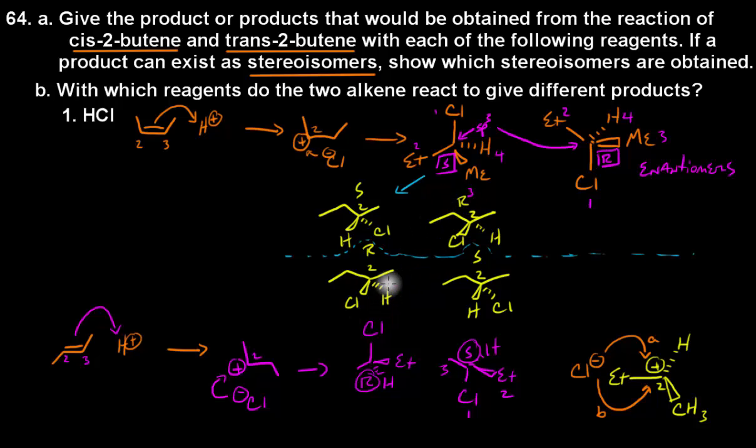So notice that the order is slightly different, but you still get the same products. From the bottom scenario, you'd get an R and an S, and from the top scenario, you also get an R and an S. And the overall attachment points are exactly the same: ethyl, methyl, hydrogen, chlorine. Okay, so we get the exact same product.